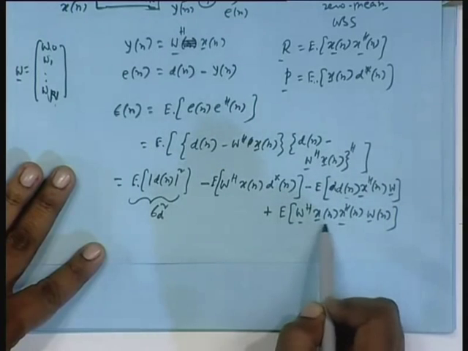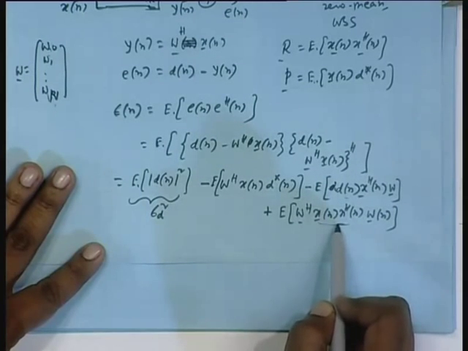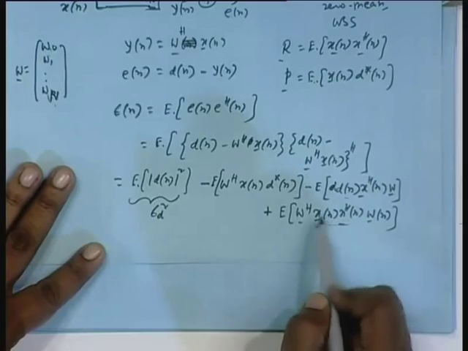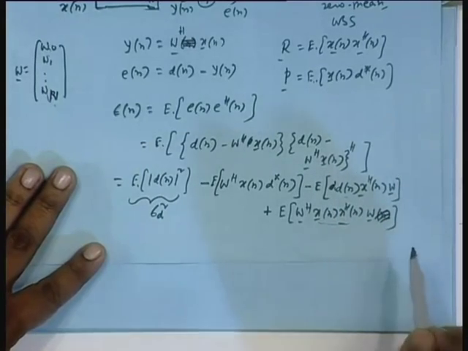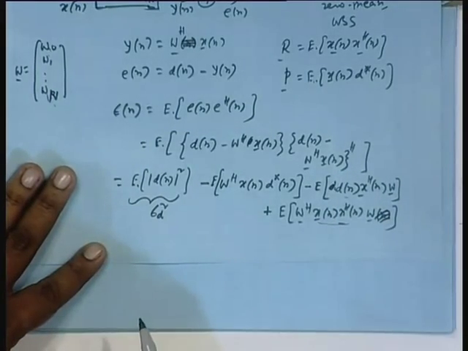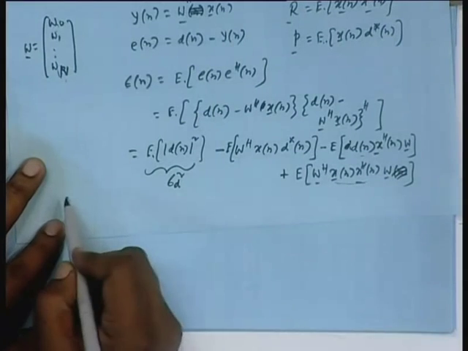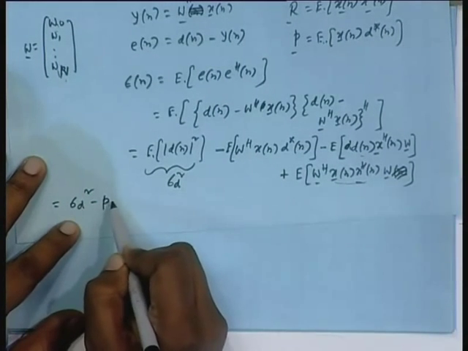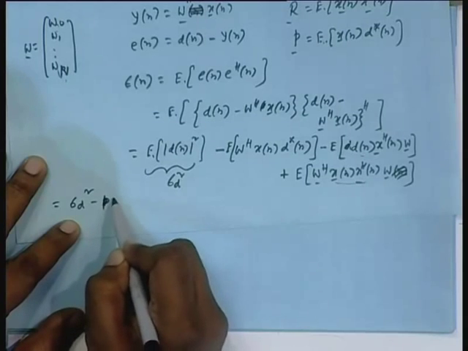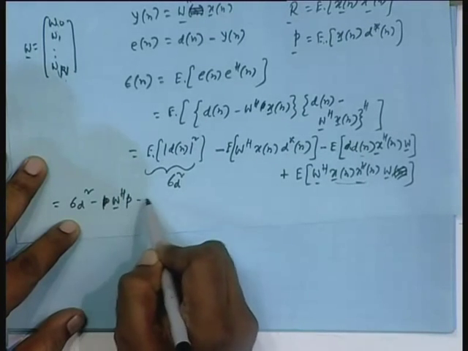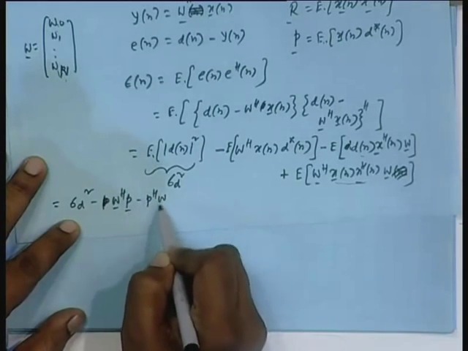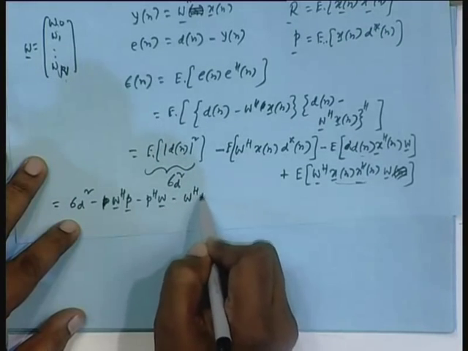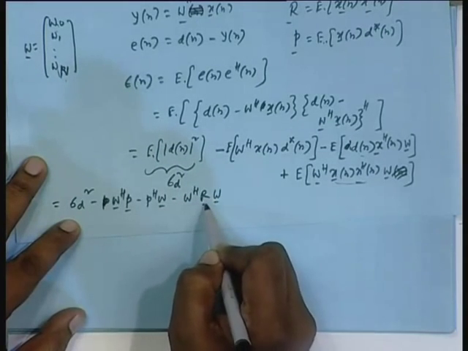And here E will work on this part only, which is R. So, W Hermitian R W. Sorry, there is no n. I am again making a mistake. So, if you do that substitution very quickly, sigma d square minus W Hermitian p minus p Hermitian W minus W Hermitian R W.